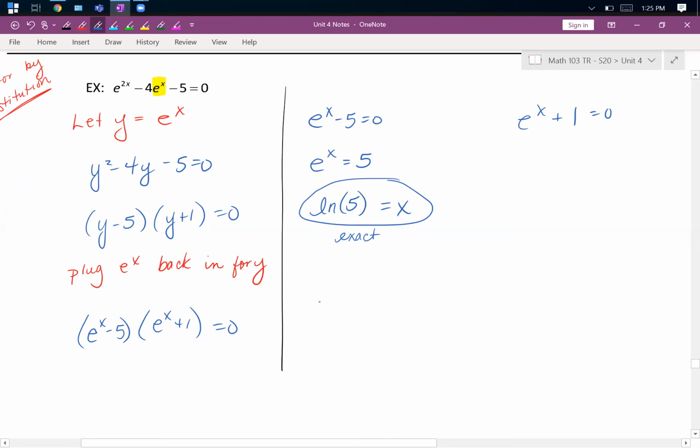Natural log of 5, this is our exact number, our exact answer. If we want to get an approximate answer, no change of base formula necessary. We can just plug this right into our calculator as is. We get 1.609 for an approximate.